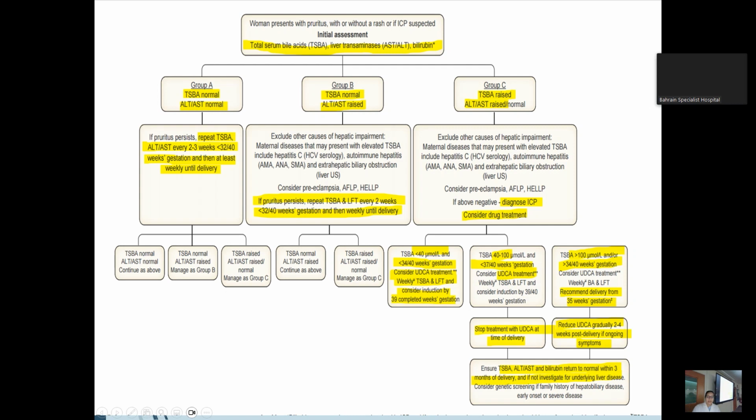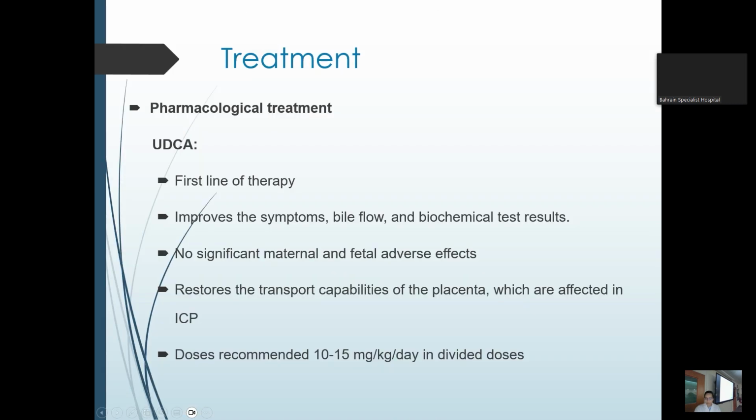If the bile acid level is less than 40 and it is less than 34 weeks of gestation, consider ursodeoxycholic acid treatment, repeat the investigation weekly, and induction by 39 weeks of gestation. If it is between 40 and 100, the treatment is the same but till 37 weeks of gestation and induction at 39 weeks. But if the levels are more than 100 and the patient is more than 34 weeks of gestation, then delivery is recommended from 35 weeks of gestation.